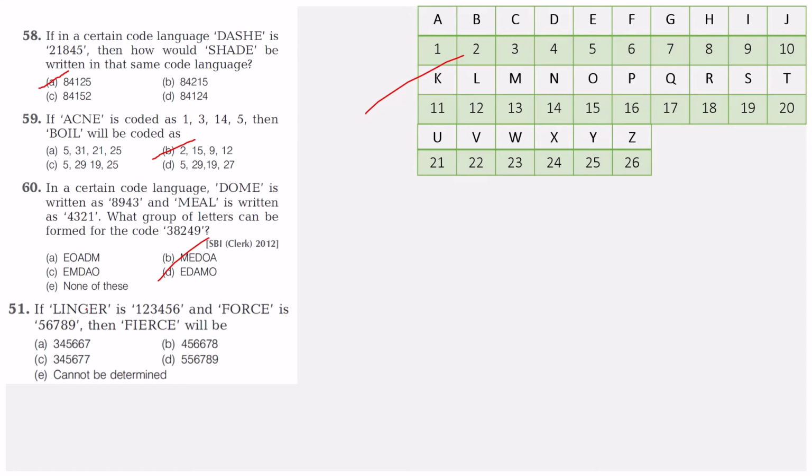In LINGER, everything is unique. I mean, every letter is unique. In FORCE also, every letter is unique. But in FIERCE, E is repeating. E is repeating. So we have to find the code of E. It's not that easy. So in this 6 is repeating, in this 7 is repeating, in this 6 is repeating again, and in this 5 is repeating again.